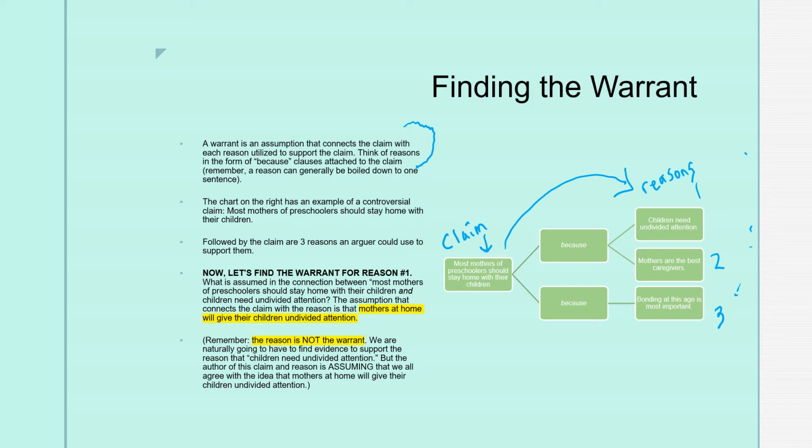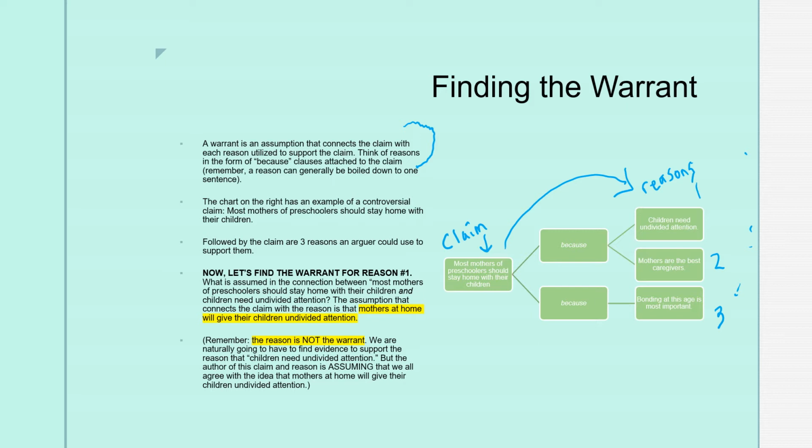The assumption that connects the claim with the reason is that mothers at home will give their children undivided attention. That's what the assumption is. It's unstated. You could put the assumption right in the middle or even right after the reason, but nobody's going to write out the assumption in an argument.